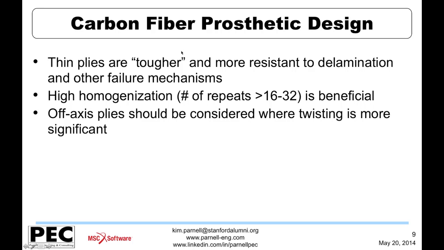A couple of other comments we'll make: thin plies as compared to thicker plies can be more resistant to delamination and other types of failure mechanisms. And you can also get a strong degree of homogenization as you get the number of repeats of sublaminates up into the range of 16 to 32. This homogenization effect can be important. We'll talk a little bit more about that as well.